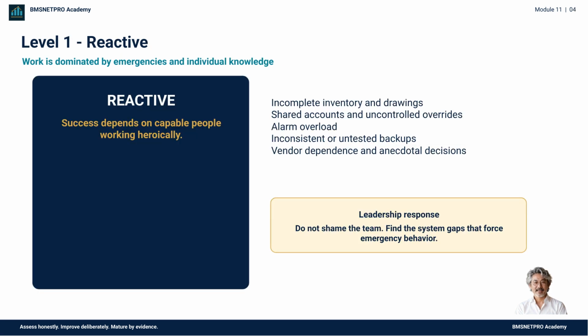Level 1 is reactive. Work is dominated by emergencies and individual knowledge. You may see incomplete inventory, shared accounts, uncontrolled overrides, alarm overload, weak BAS maintenance, vendor dependence, inconsistent backups, and decisions based on urgency rather than evidence. The leadership response is not to blame the team. The correct response is to identify the system gaps that force good people into emergency behavior.